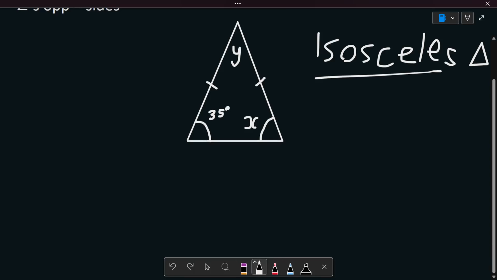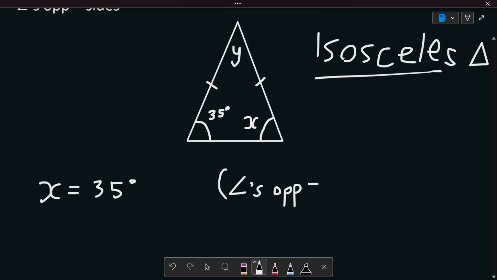Okay, so we have x is equal to, what did we say it was equal to? 35 degrees. We're going to cut the naming some slack over here. I know I could say triangle ABC, but I'm not going to do that right now. And obviously, for our reason, we have to add the reason. It's going to be angles opposite equal sides.